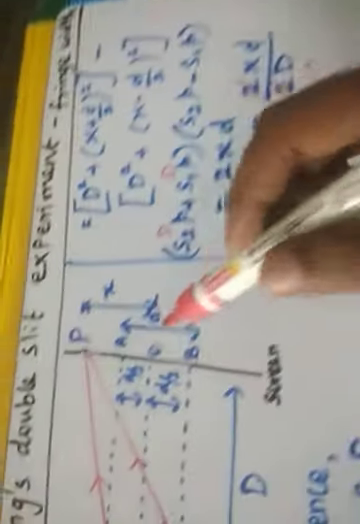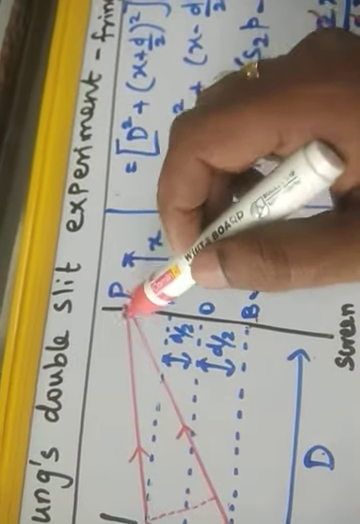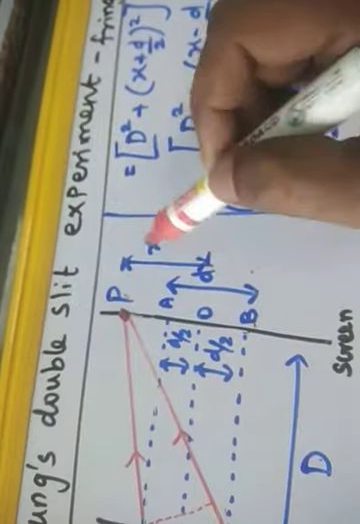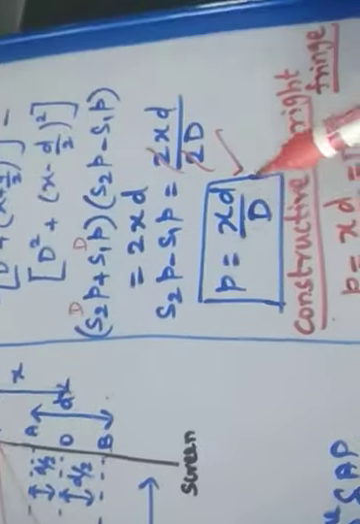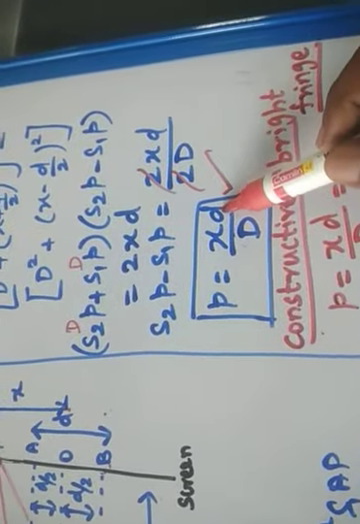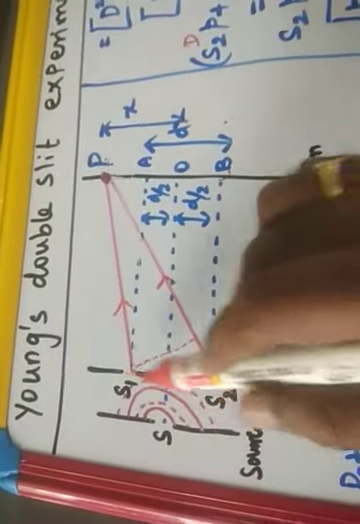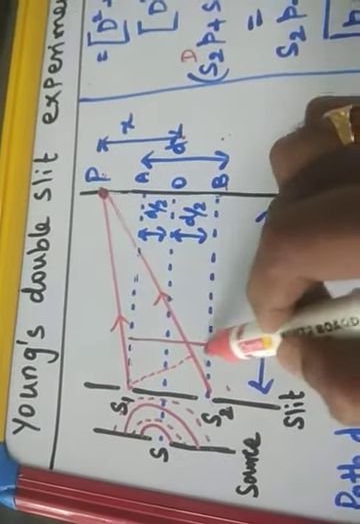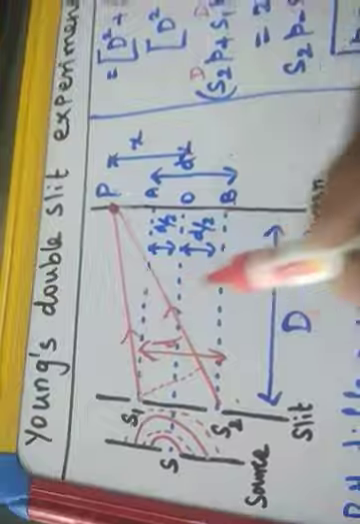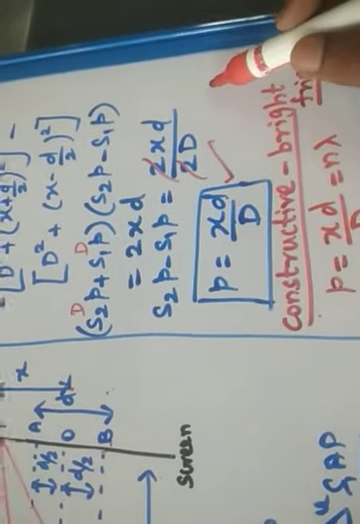This x is the position of the first bright fringe, or any bright fringe, from the center O. Small d is the slit width, the separation between the slits. Capital D is the distance between the slits and the screen. So this is the path difference.